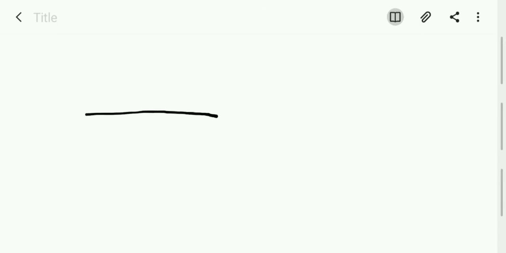Now moving on to the next problem. Two poles of equal height are standing opposite to each other on either side of the road. Suppose this is a road, and two poles are standing on either side of the road where the heights are the same, and the road is 80 meters wide.